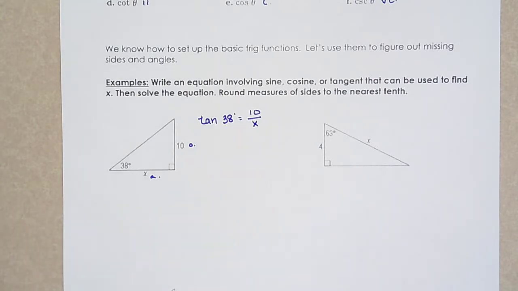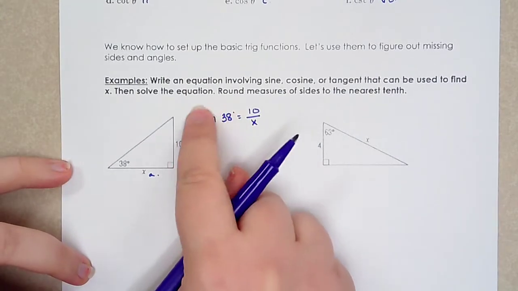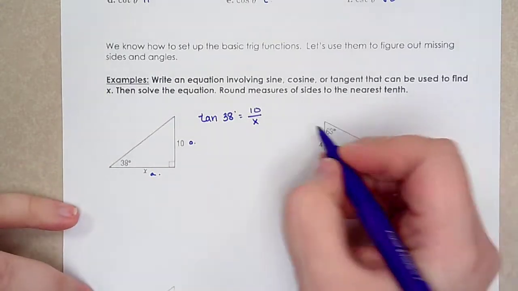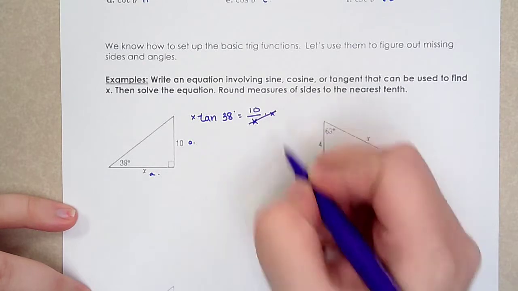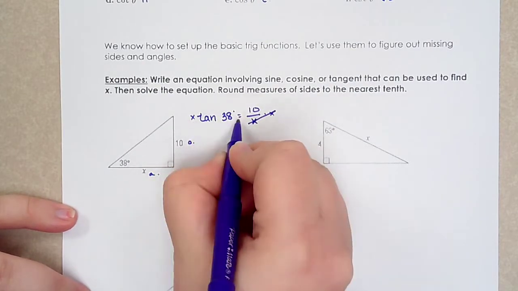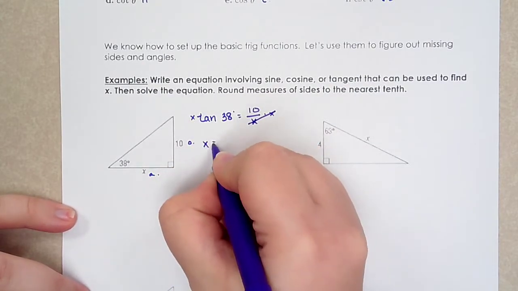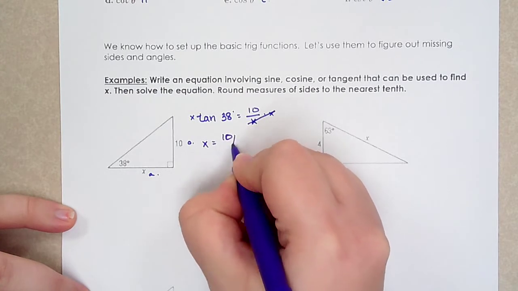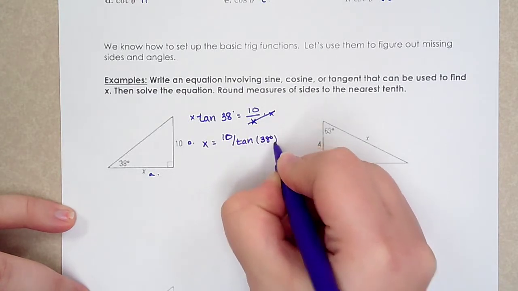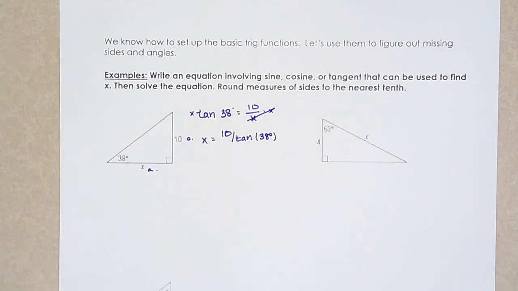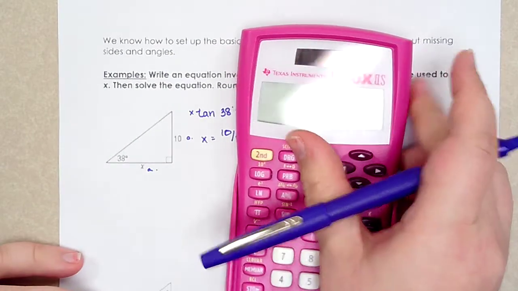I'm going to solve for x the same way I would as if this whole concept was just a number. We multiply both sides by x to get rid of that fraction. I want to get x alone, so I divide by tangent of 38. So I get 10 divided by the tangent of 38. And you're going, Miss Burry, I don't know what the tangent of 38 is. Well, how fortunate for you that your calculator does.